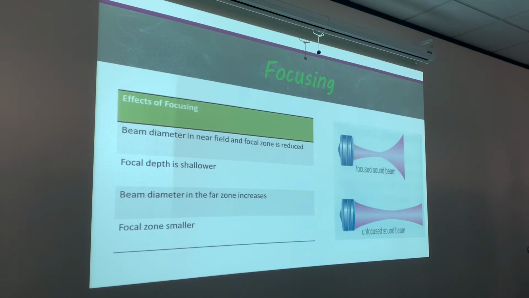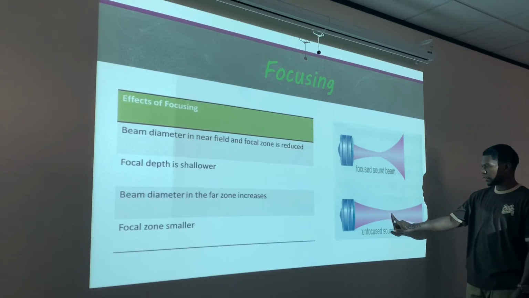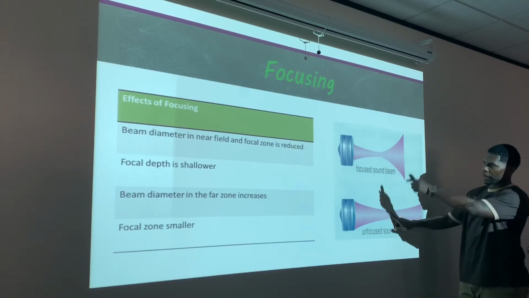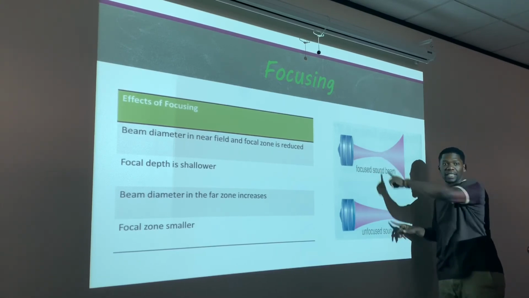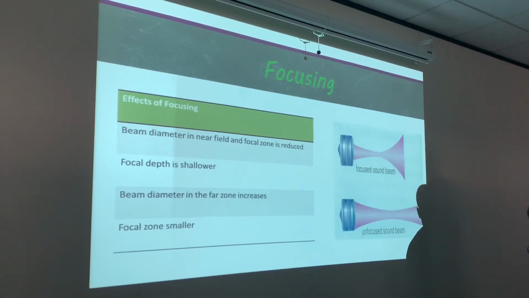Number 2, our focal depth is also shallower. See, our focus is about right here on this one, and right here on this one. So now our focus is a lot shallower when we focus our beam. Our focal depth, meaning it's closer to the transducer, shallower. The distance from the transducer to the focus is a lot shorter. Yes, ma'am.